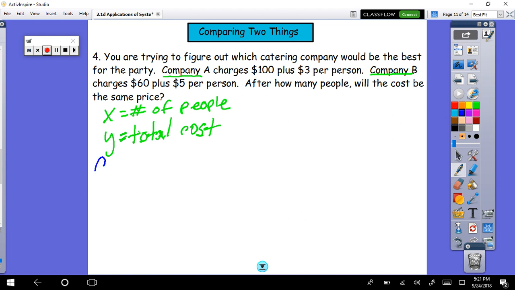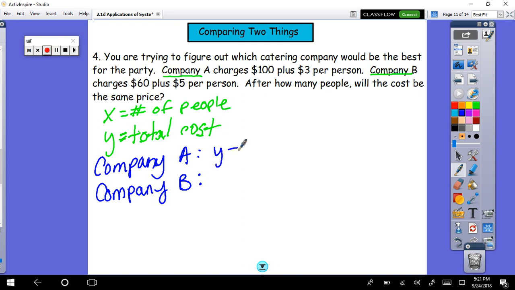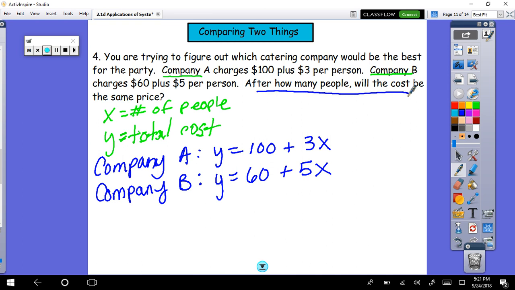And then we have an equation for each company again. So company A and company B. So for company A, the total cost is going to be $100 flat fee plus $3 per person. Where company B, you only pay $60 up front, but then you pay $5 per person after that. And it says, for how many people will the cost be the same? So again, we want to know when these two are equal.